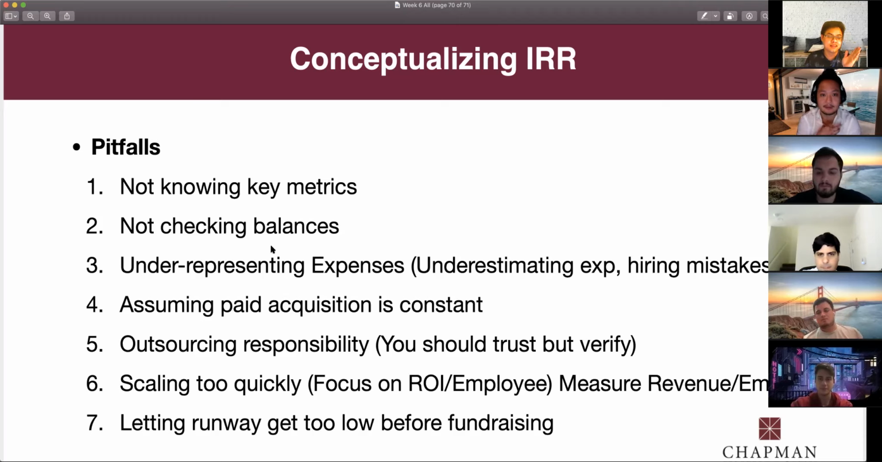Yeah, Lai? It says that hiring people is not just their salary. There's stuff like office equipment that goes with it, and then they also assume paid acquisition remains constant. What about training costs? Training costs are also something people underestimate. And then I also think they mentioned how revenue per employee is more important than the number of revenue.